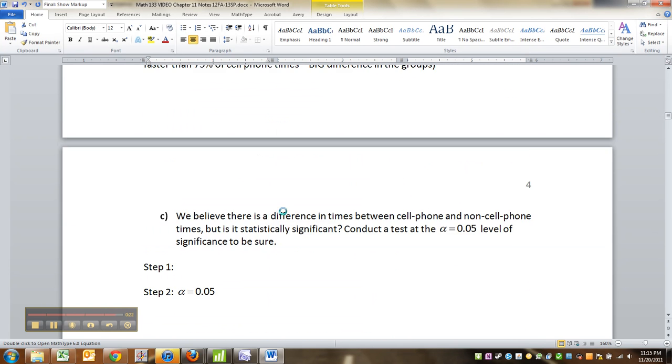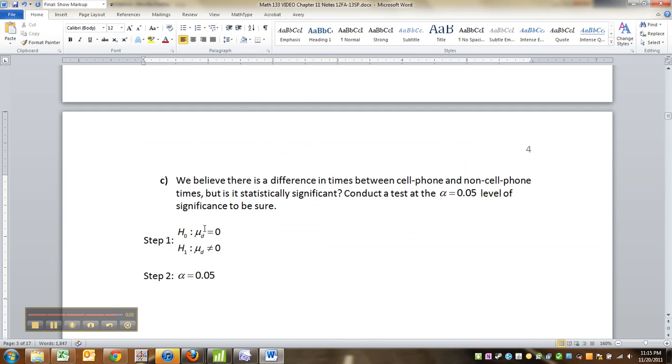And that actually is the null hypothesis right there. Is there a big difference in the two groups? If there isn't, that would mean that the difference is equal to basically 0. And if there is a big difference, then it's not equal to 0.